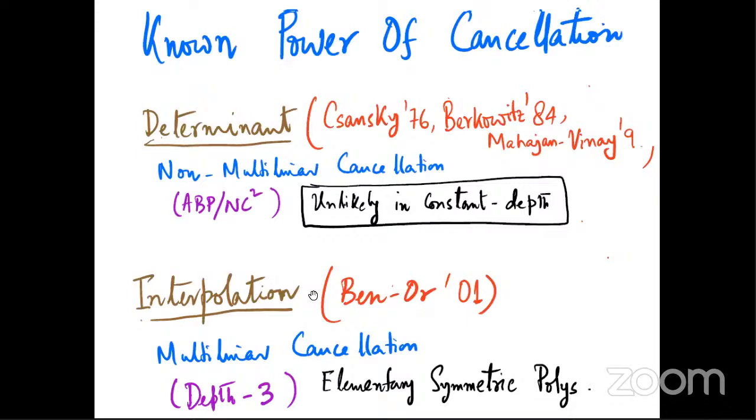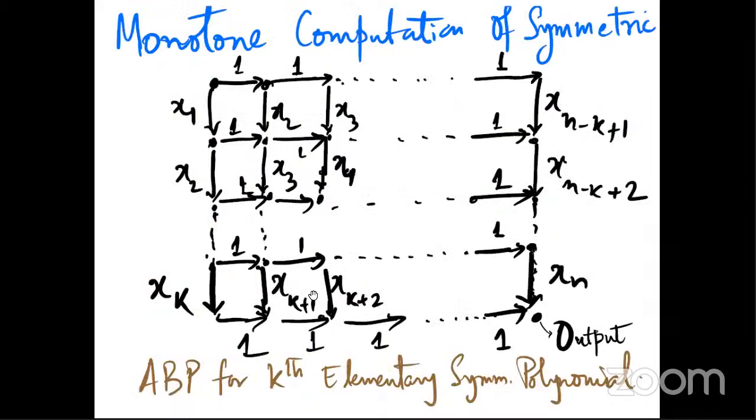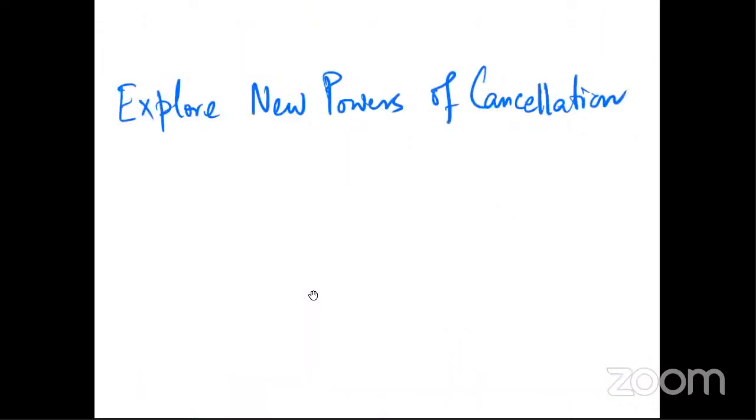So one question is, why not take the elementary symmetric polynomials? We saw that if you want to compute monomial by monomial, in one of my earlier slides, I showed you that this will require exponential size, right? So an elementary symmetric polynomial could have been a good candidate. Unfortunately, there is a very efficient monotone circuit that computes it, not in constant depth, but in larger depth. And therefore, this kind of cancellation using interpolation also doesn't seem useful for our purpose.